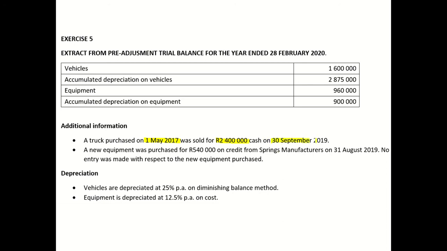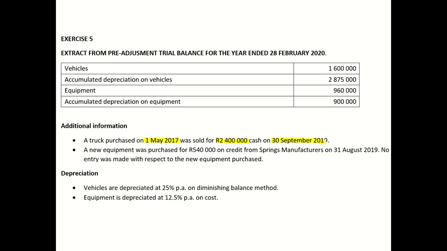This truck was sold in the current financial year, on the 30th of September of the current financial year. The current financial year is 2020, which starts on the 1st of March 2019 to the 28th of Feb 2020. However, guys, we sold this asset, the one that was purchased a long time ago on the 1st of May 2017. We sold it this year on the 30th of September 2019. Now, meaning that we have had it from the 1st of March. I'm going to count again for you since you guys can't count.